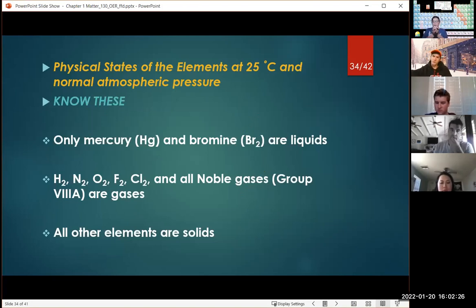Now, we're going to look at the physical states of these elements. When we talk about the physical states, we have to define the temperature that we're working with.